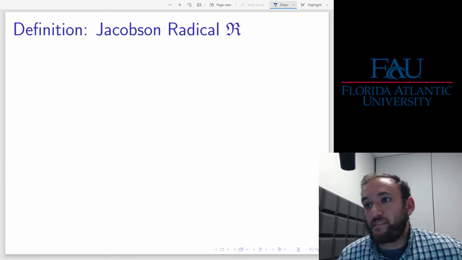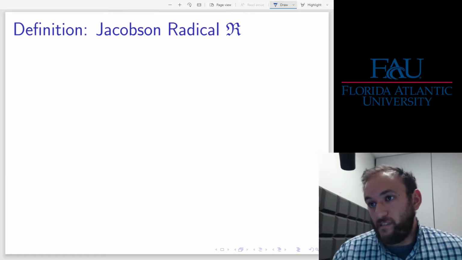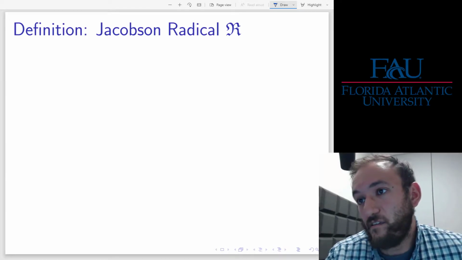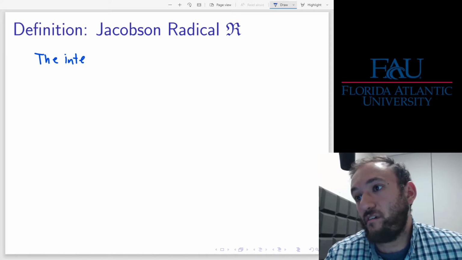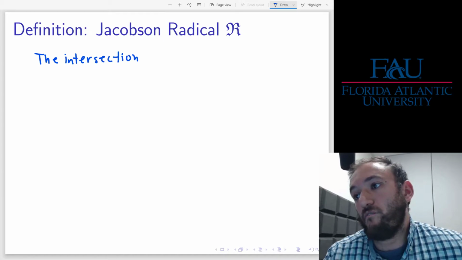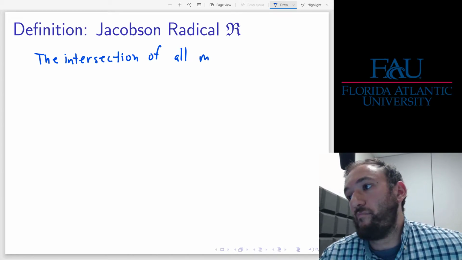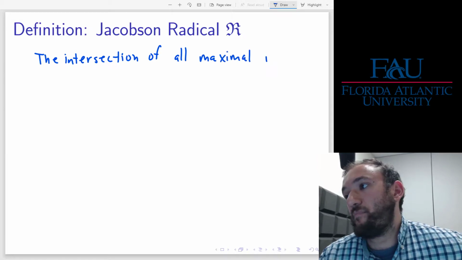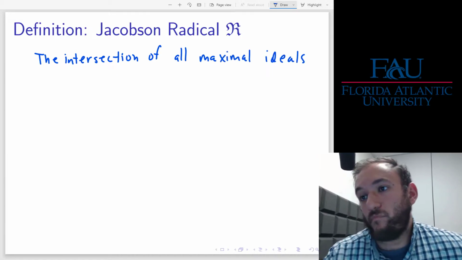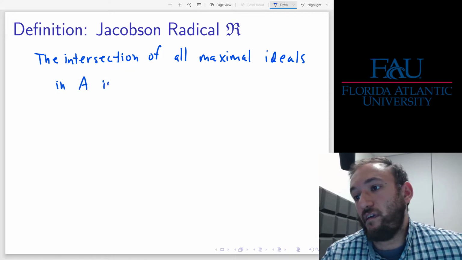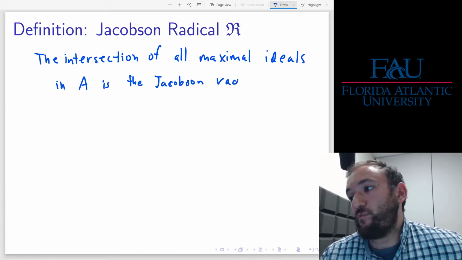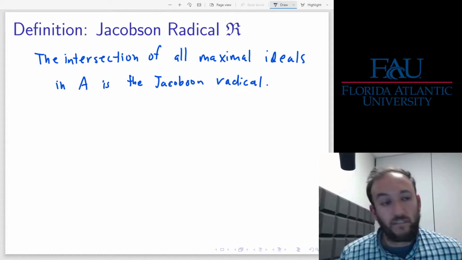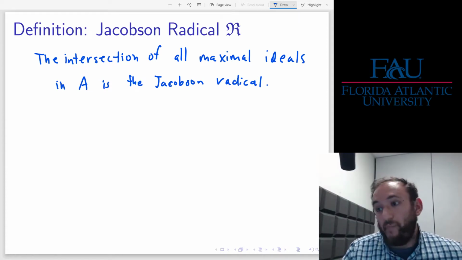Okay, so that was the nil radical, and now we'll discuss the Jacobson radical. This is defined rather simply as the intersection of all maximal ideals in A is the Jacobson radical. Just as we saw that the nil radical is the intersection of all prime ideals, the Jacobson radical is the intersection of all maximal ideals.